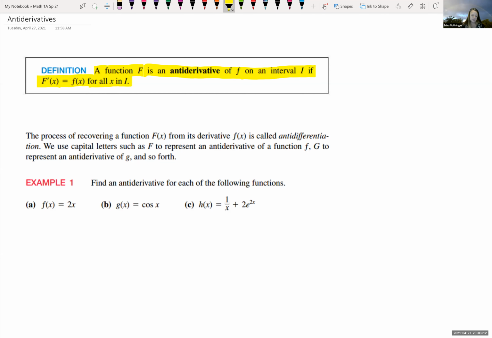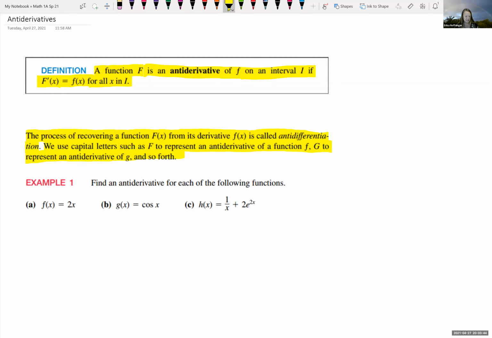Okay, I had already mentioned some of this down below, but let me just read through this too. The process of recovering the function capital F of x, the antiderivative of f of x, from its derivative f of x is called antidifferentiation. We use capital letters such as capital F to represent the antiderivative of little f, and capital G to represent the antiderivative of little g, and so forth.